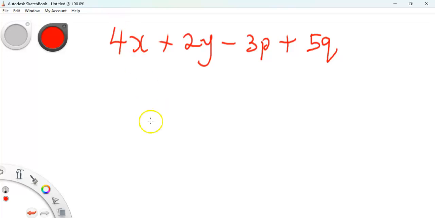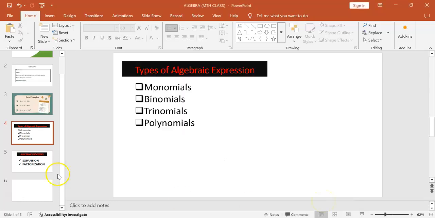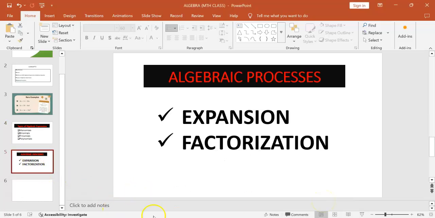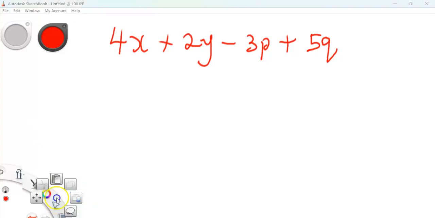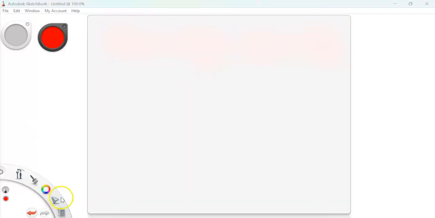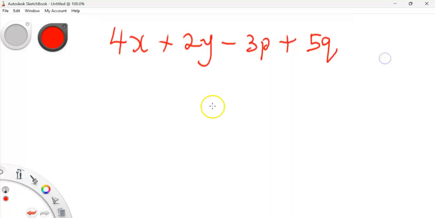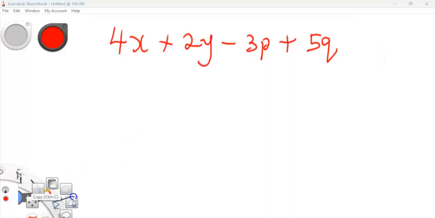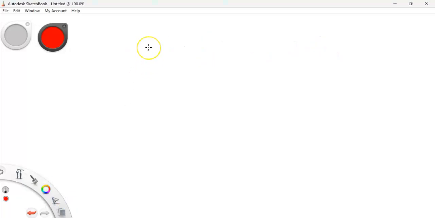Okay, the next thing we'll be looking into is algebraic processes. The two major algebraic processes we have are expansion and factorization. But before then, I remember in our previous video, we discussed something about coefficients, right? Okay, we forgot to talk about coefficients that have a negative sign.